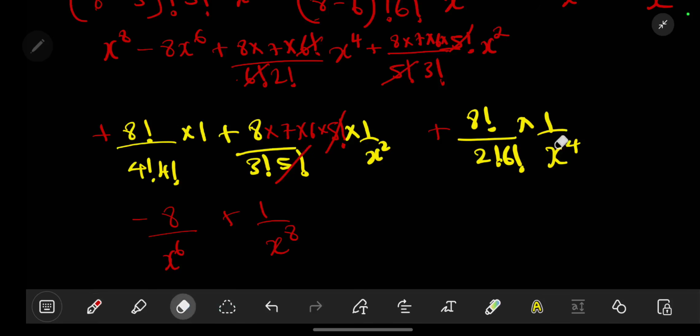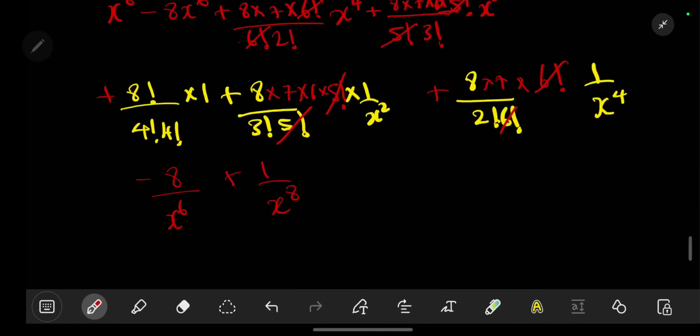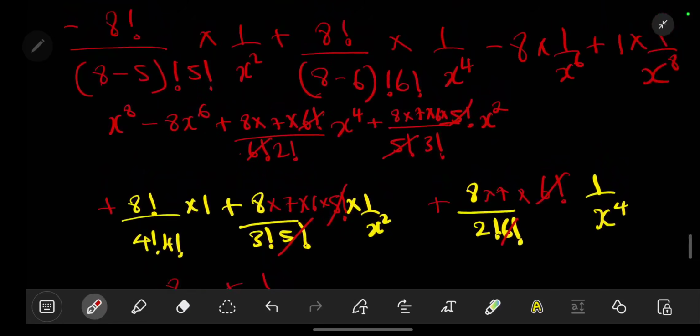Same here, we are going to reduce it until we reach 6. So we have 8 factorial is equal to 8 times 7 times 6 factorial like that. So we cancel this, we cancel that. This is what we have. We have cancelled, so let's just now write things.